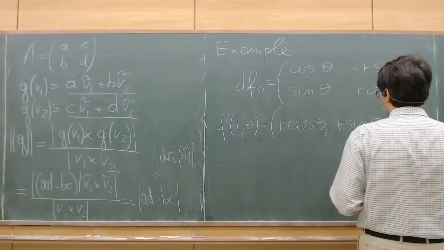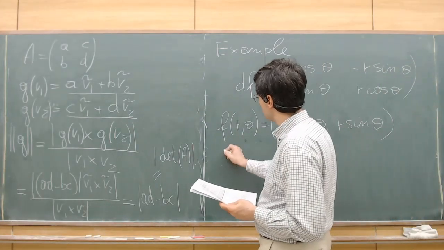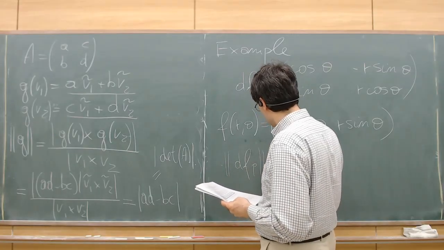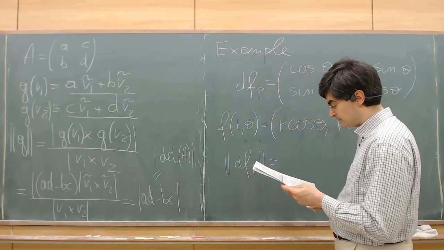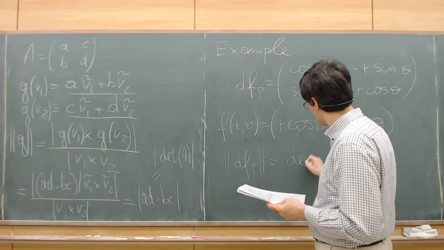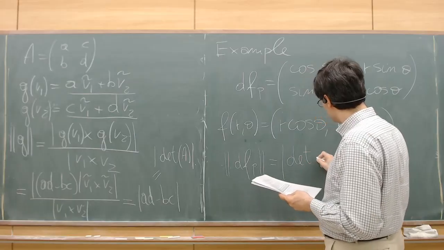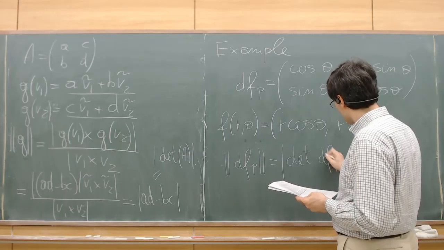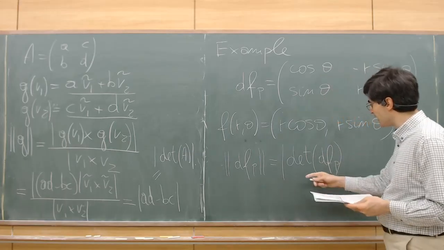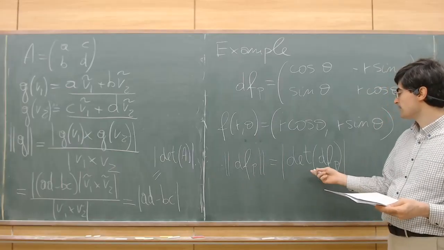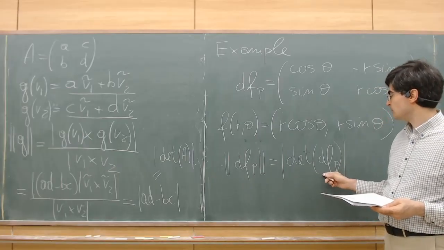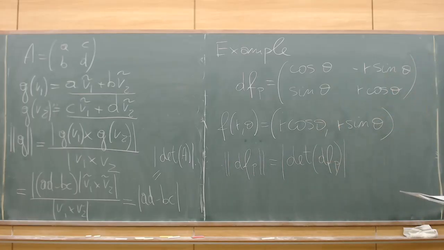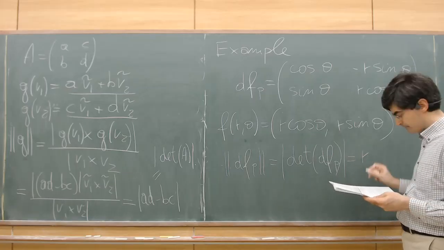So a simple computation shows that the area distortion of this map is equal to r, where I am using this notation for the matrix you have here, and this is r.